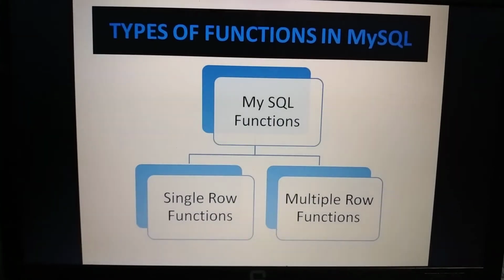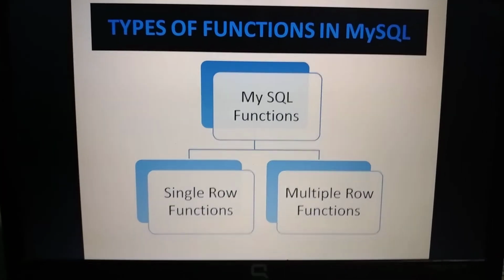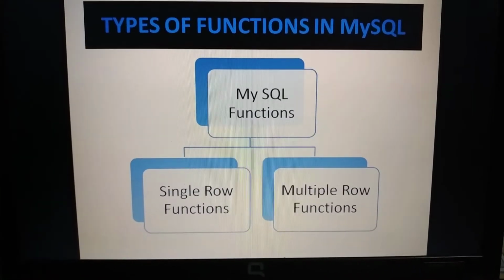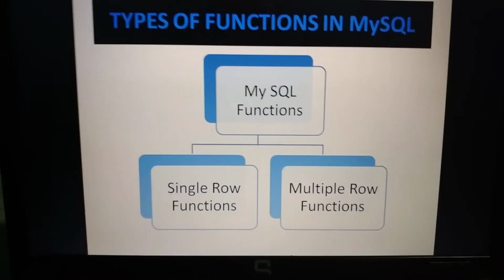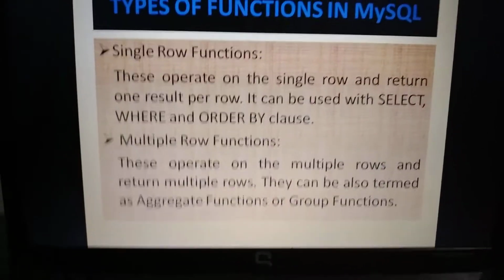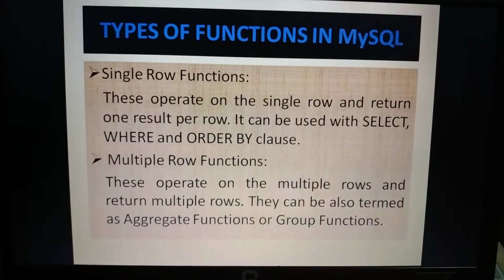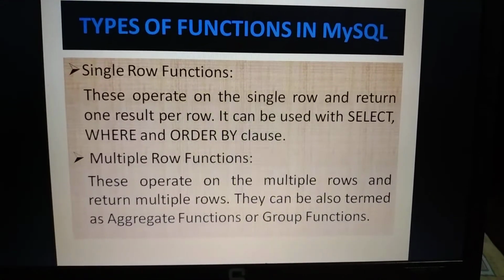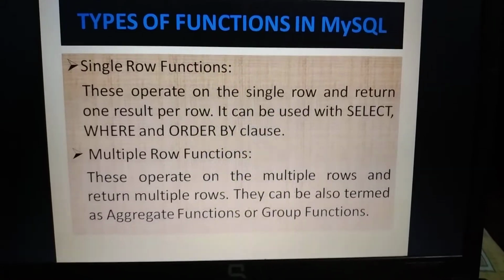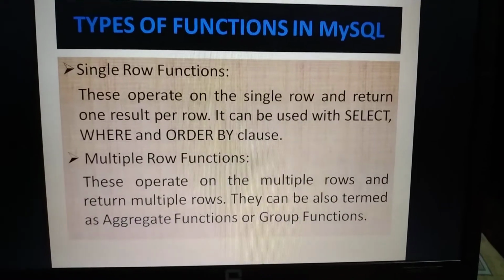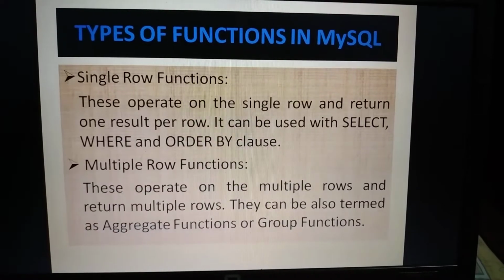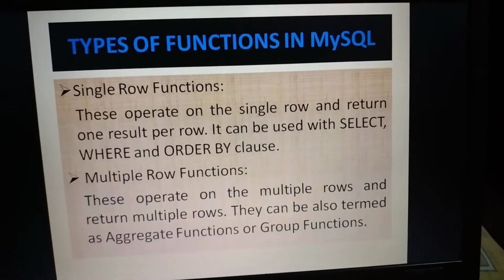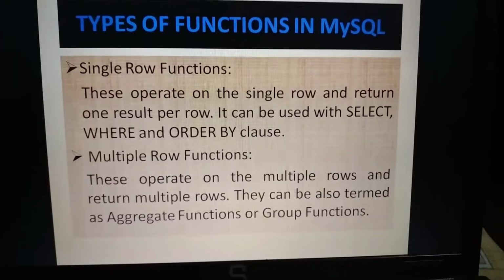Let's move to the next slide. Now there are two types of inbuilt functions. One is the single row function and the other is the multiple row function. Let's move to the next slide. What does single row function mean here? This operates on a single row and returns one result per row. It can be used with select, where and order by clauses. Commands are also called clauses. With the help of a single row function, it can operate on a single row, meaning a record of a table, and it will return only one result. We will see the examples later on.